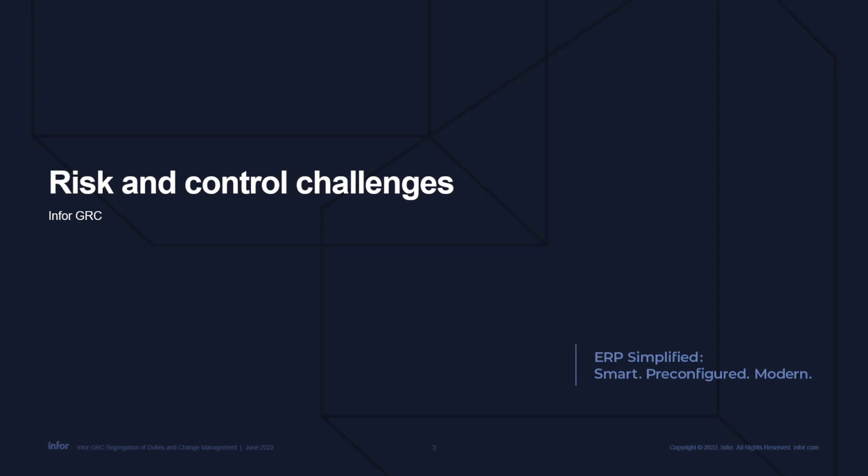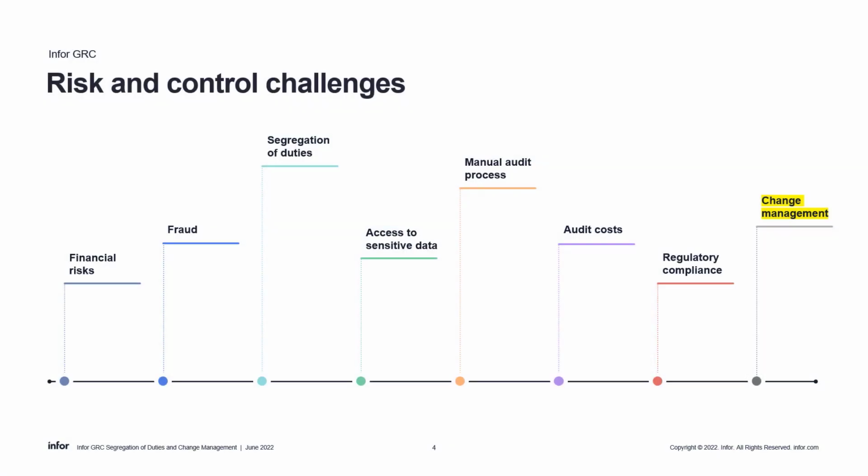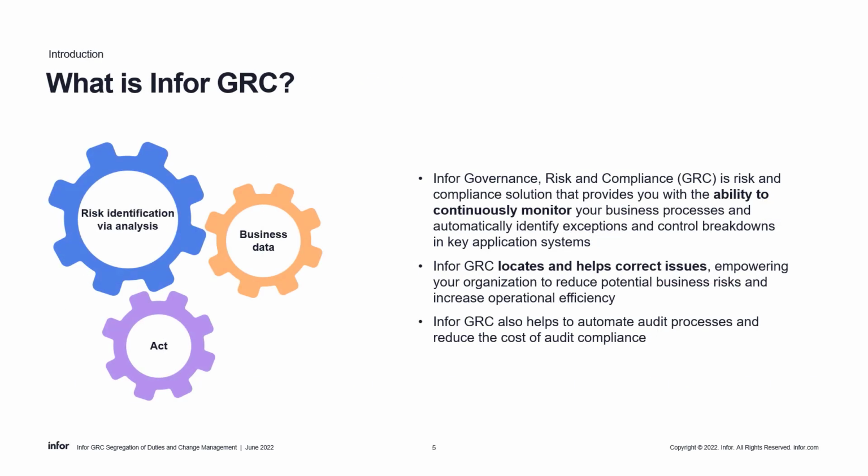What risk and control challenges do companies typically face today? Anything really from financial, fraud, unauthorized purchases, access to sensitive data, segregation of duties, conflicting access where folks can create suppliers and process that payment. For our talk today, we will address change management and how to address it with a best practice approach to managing ERP changes.